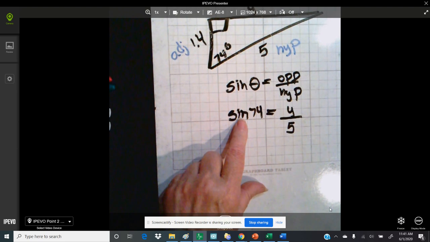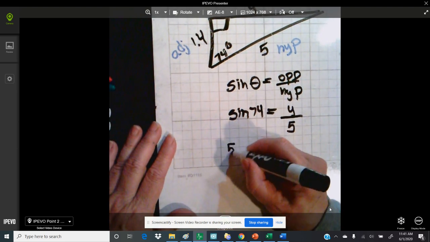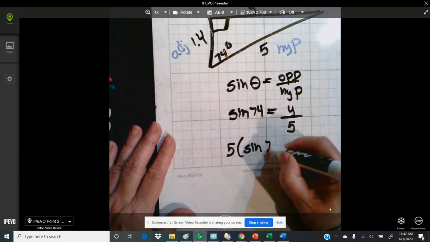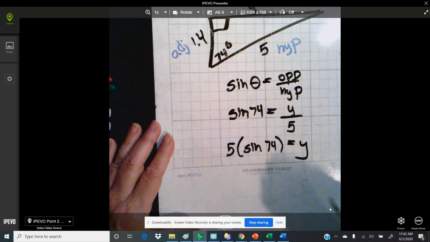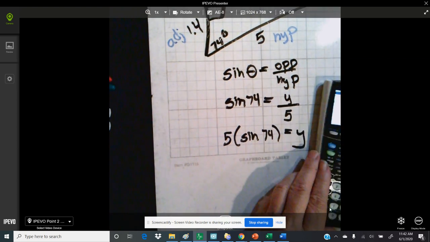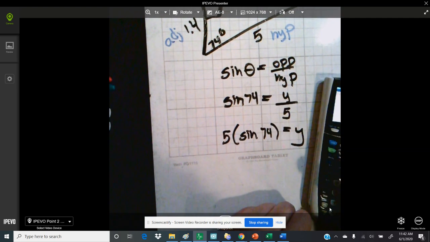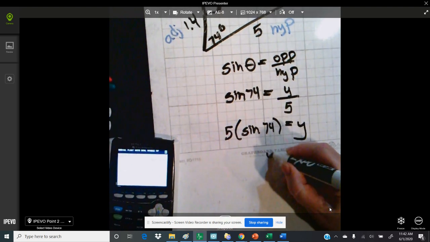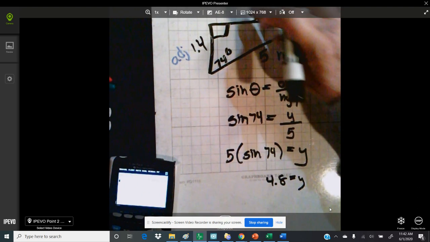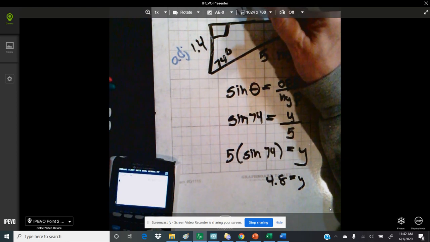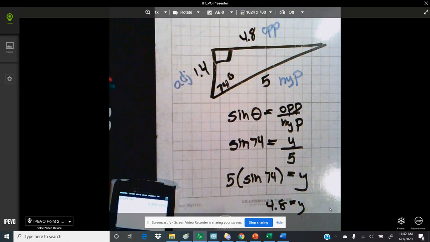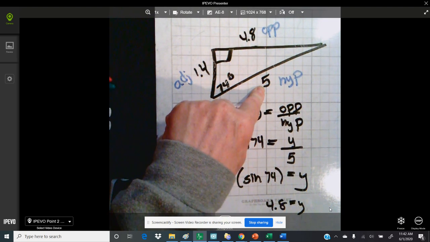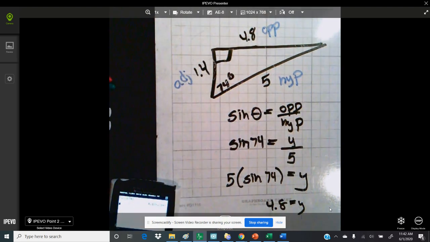Again, I'm just going to multiply through by 5 to get rid of the fraction. So 5 times the sine of 74 equals y. Just go to my calculator and hit 5 times the sine of 74, and I'll get 4.8. So now I know that this is 4.8. Once again, you can kind of check to make sure your answer makes sense. The hypotenuse should be the longest side, and yes, it is. So that's how you use right triangle trig to find out sides of triangles.